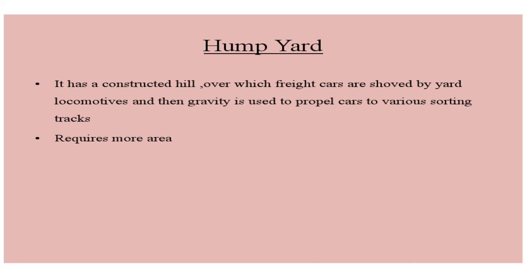So in the marshalling yard, mainly what we are doing is it is acting as a distribution system. If you have 10 coaches coming from a particular station, and you want to distribute them to different places, that sorting work is to be done, and that work is being done in the marshalling yard. So this sorting work yard can be of 3 types. One is the flat yard, another is the hump yard, and another is the gravity yard.